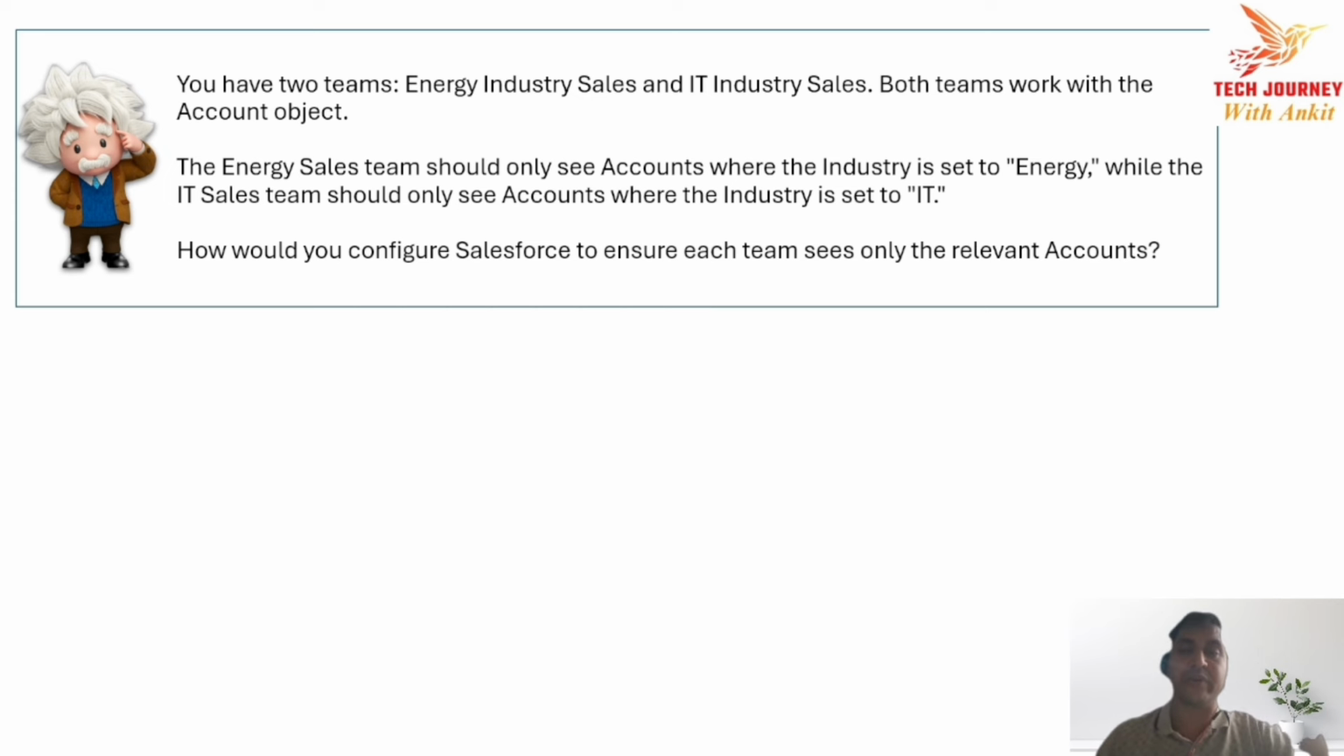So a kind of scenario here is that your account object has 1,000 records, but there are 500 records for the energy sales team and 500 records for the IT team. So when the energy team users log in, they should only see those 500 records out of those 1,000 records. Similarly, when the IT user logs in, the IT user should only see those 500 records out of those 1,000 records. How can you meet this requirement?